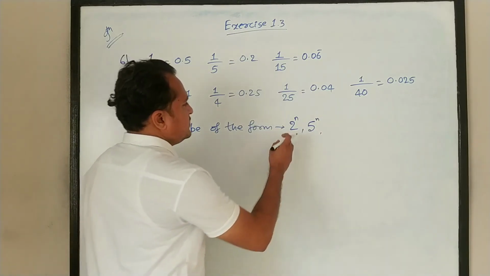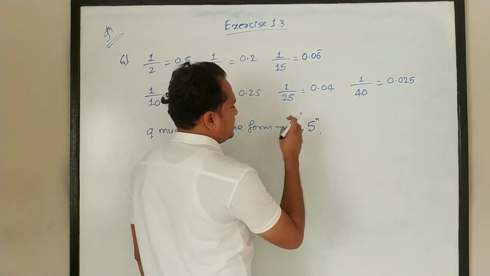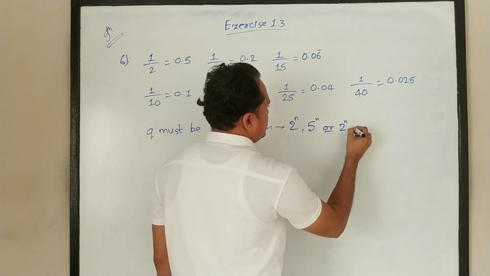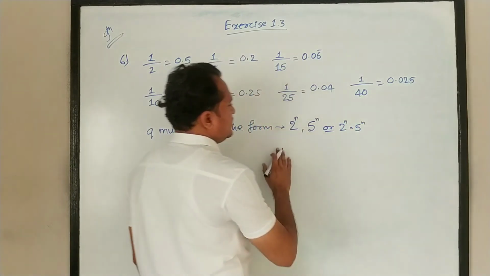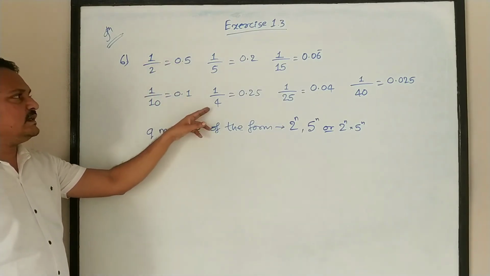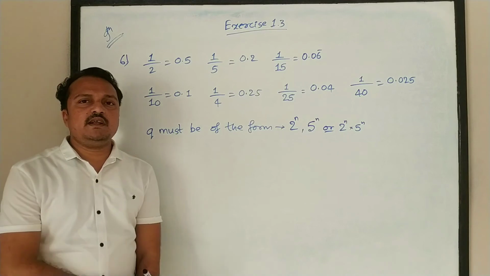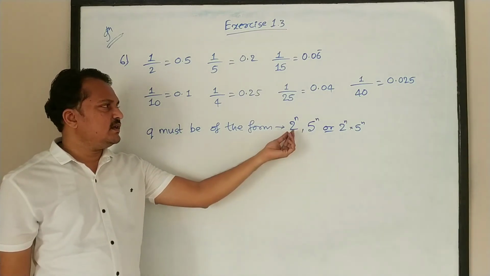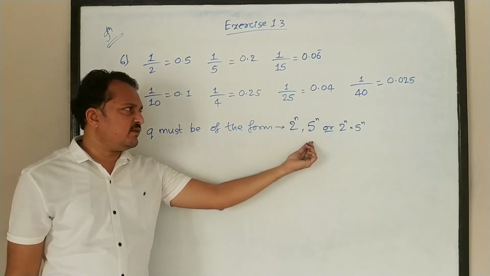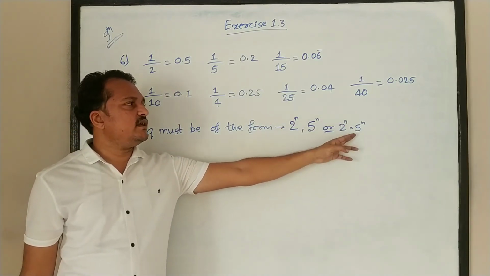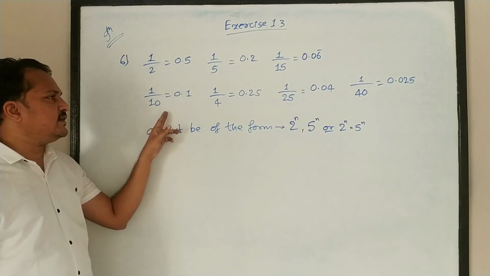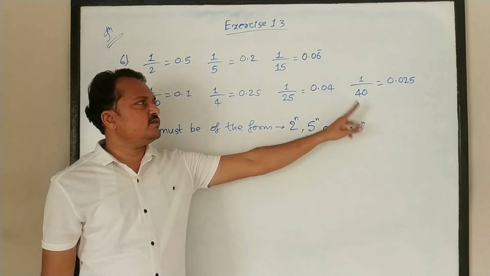That means in the first case it must be 2 raised to n, or 5 raised to n, or 2 raised to n into 5 raised to n. If the denominator is in one of these three forms, then it is going to have a terminating decimal expansion. Very simple. The denominator must be a power of 2, or a power of 5, or a power of 2 multiplied with a power of 5. This 10 we are going to take as 2 into 5, so 2 raised to 1 and 5 raised to 1.